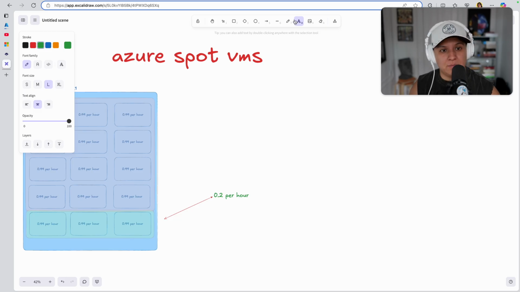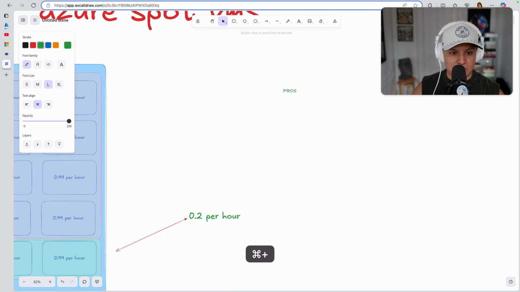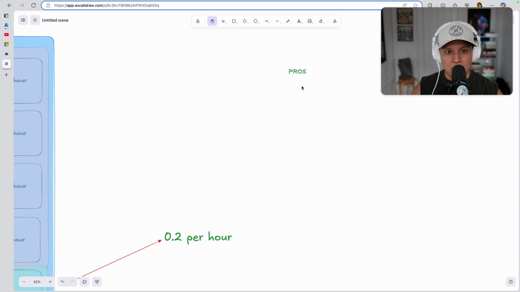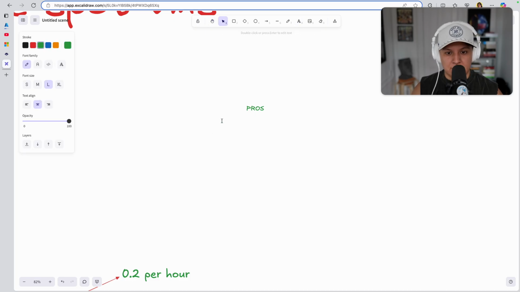But let's talk a little bit first about these pros and these cons. So, pros. We'll do this all caps. Pros. And let's zoom in a little. Pros are, of course, that we will get pretty big savings. Say cheap, cheap savings.